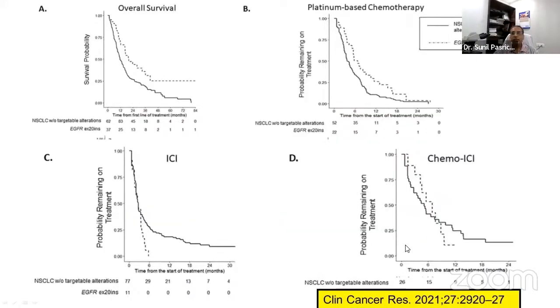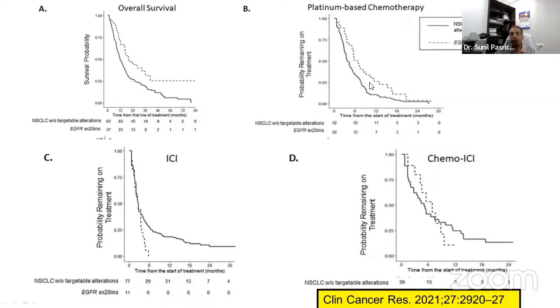And these are the curves showing the clinical features and the response to treatment. So these dotted lines are basically the EGFR exon 20 insertion mutations, and this solid line is the NSCLC without any targetable alteration. So they were compared. They found that the patients with the exon 20 insertion mutations have a comparatively better survival as compared to the patients in which no targetable alterations were identified in the NSCLC category.